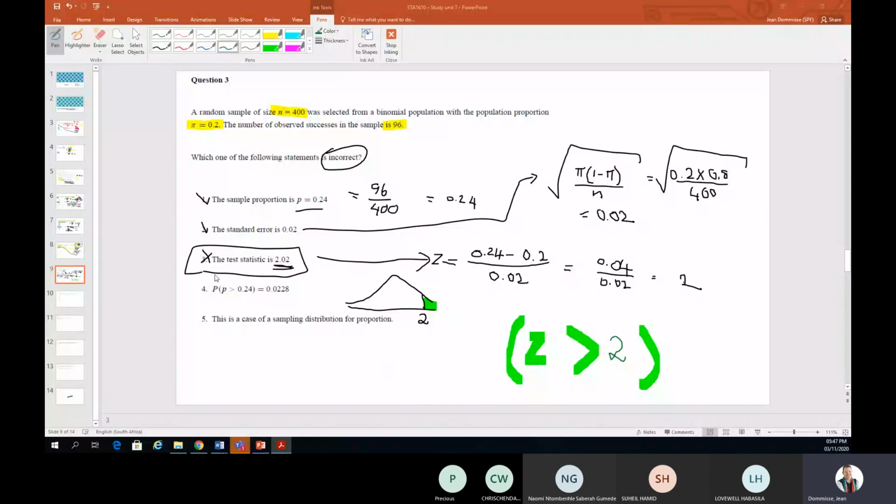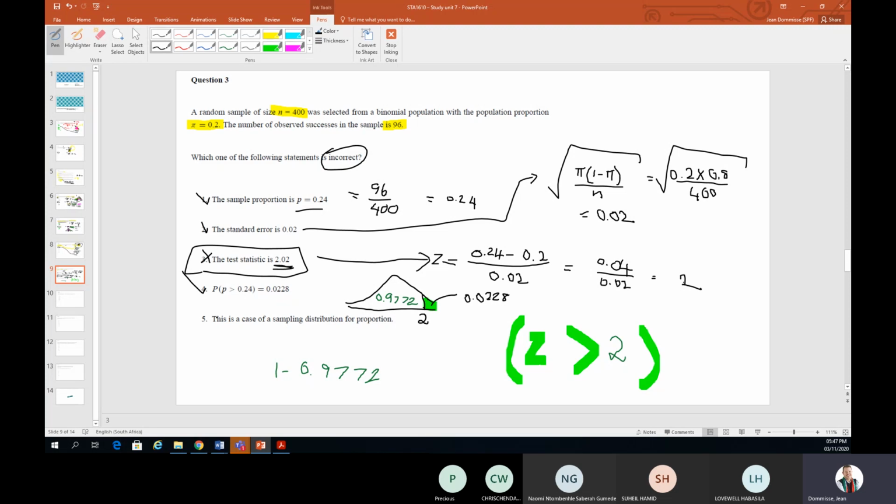0.9772. So let's just say 1 minus 0.9772. So that area is 0.9772. To get that portion, then it's 1 minus that, which is 0.0228. So that one is correct.